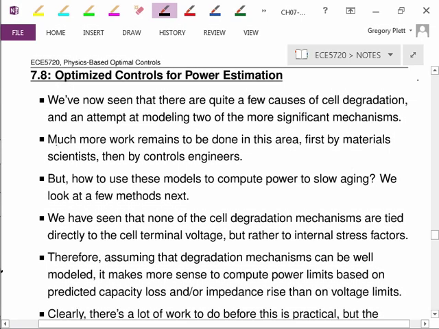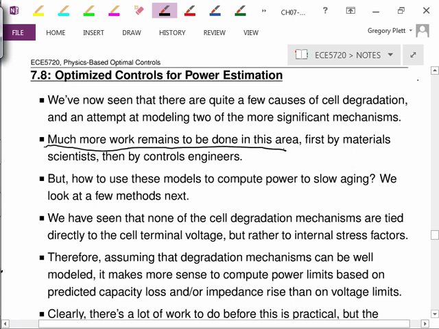So back in chapter 4, we looked at some causes of cell degradation qualitatively, and now in this chapter we have seen a quantitative approach to two of the more significant degradation mechanisms. So going back to chapter 4, you'll remember that there was quite a list of possible degradation mechanisms that are known about. And only two of them have models that we've presented here. So much work remains to be done in this area.